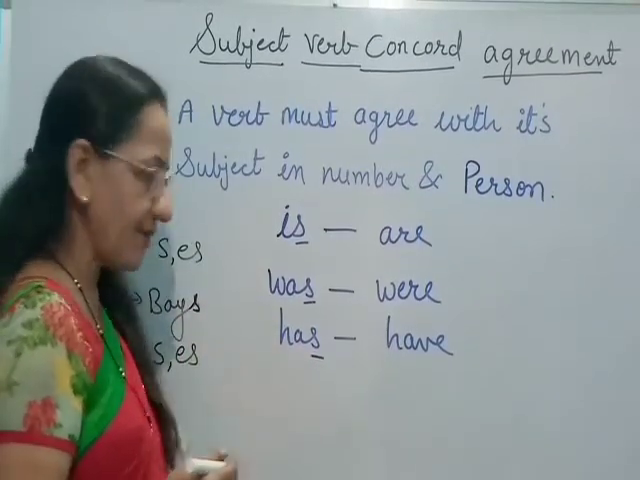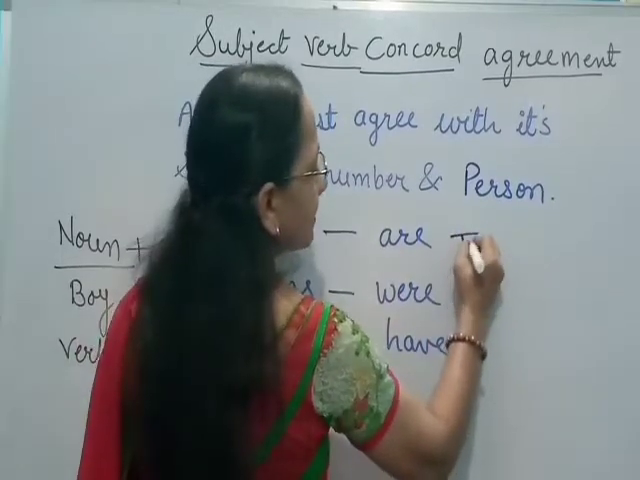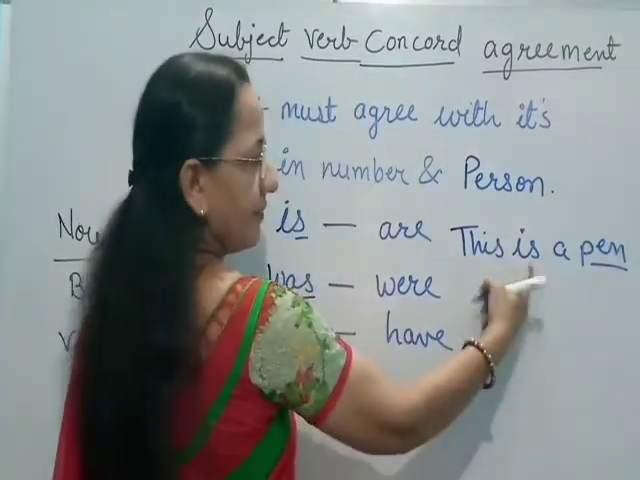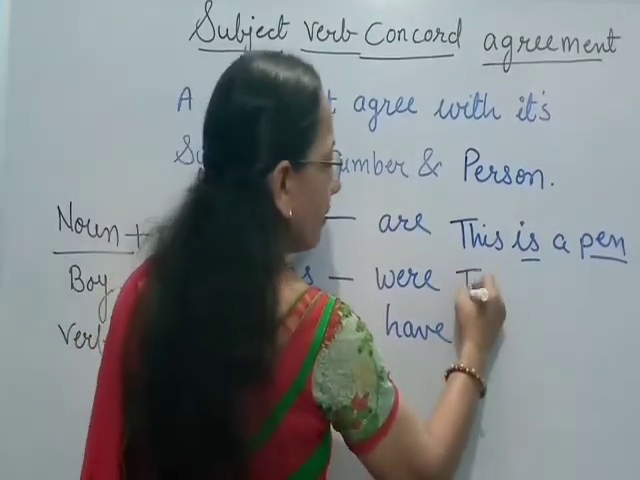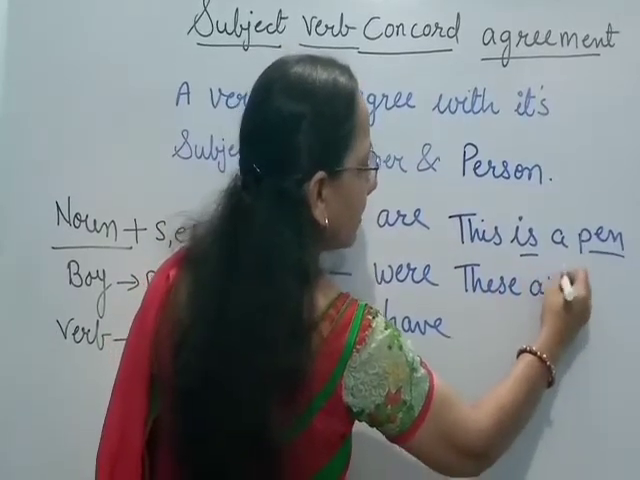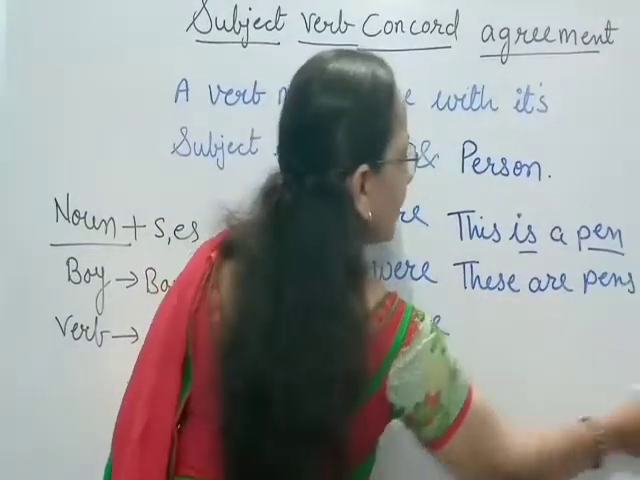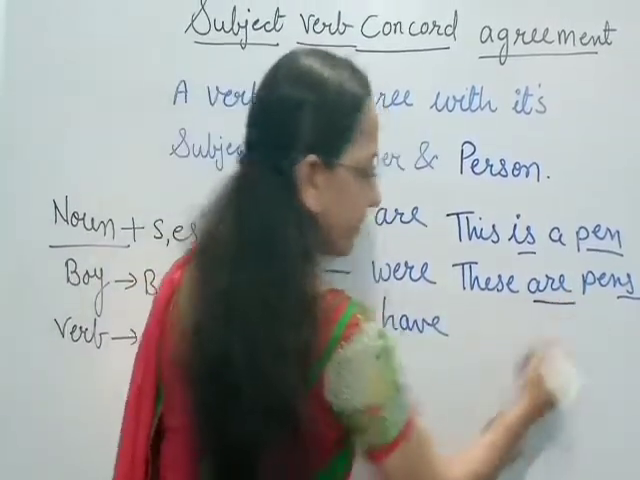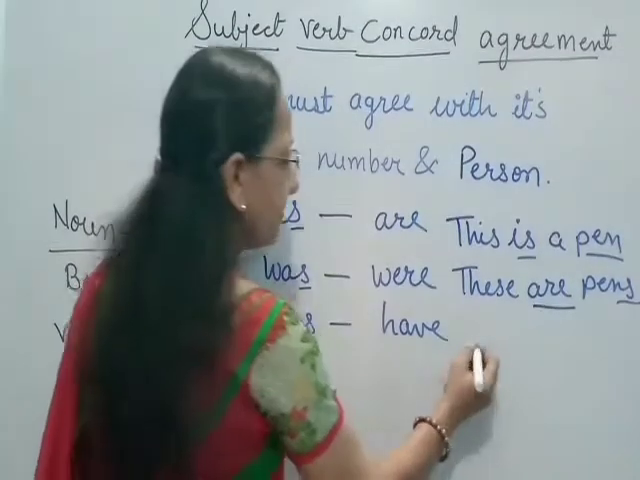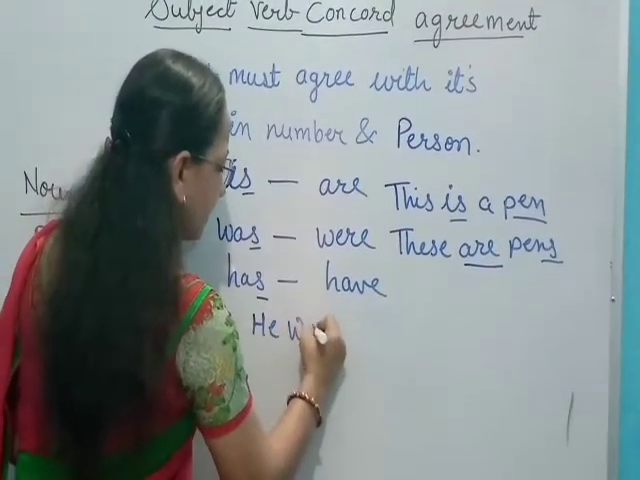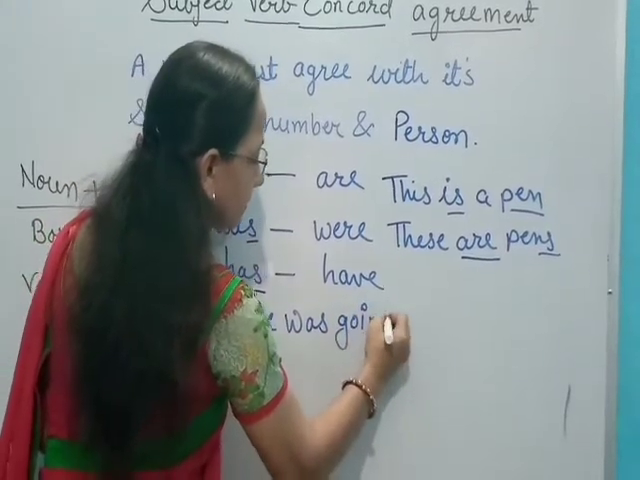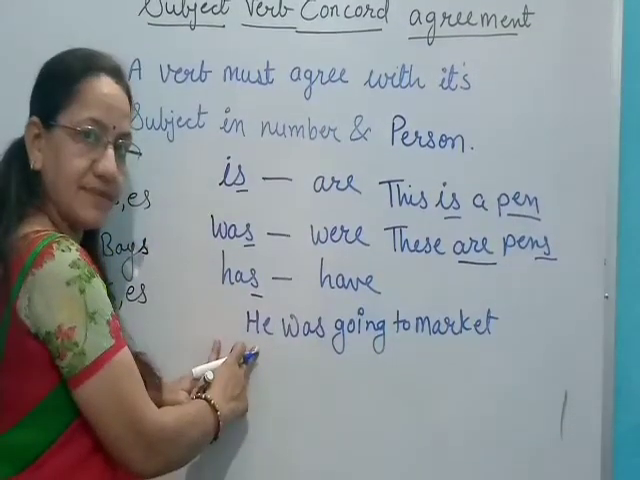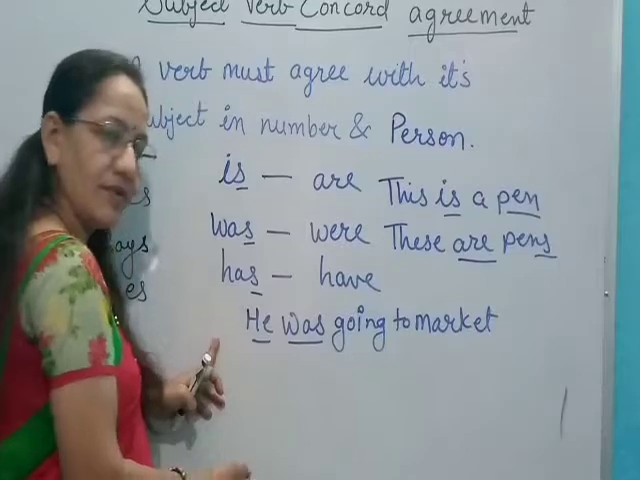So let's see some examples of it. Like, this is a pen. For a singular subject, we are having a singular verb. These are pens. Here pens is the plural subject, so we are applying the verb are. Getting? One more example: he was going to market. He is the singular subject, so we applied a singular verb with it.